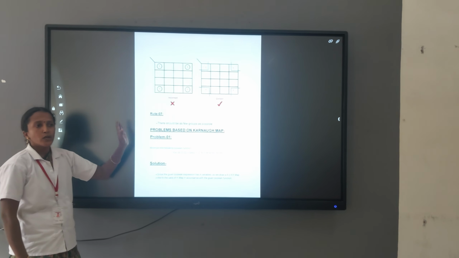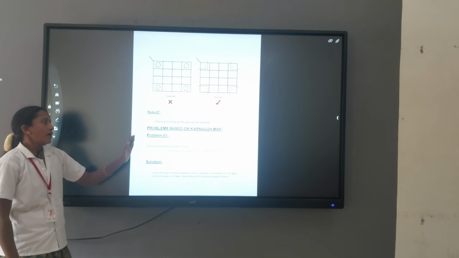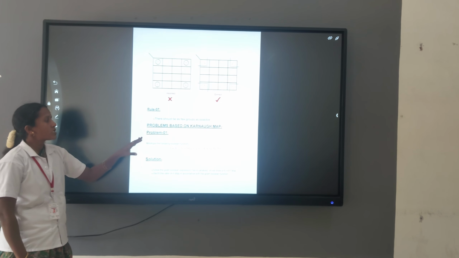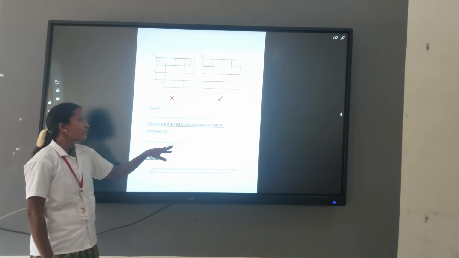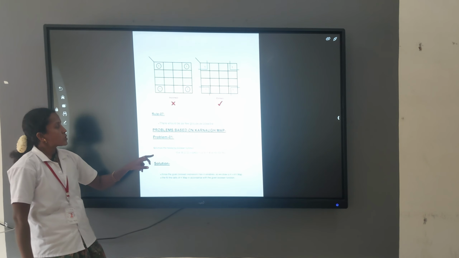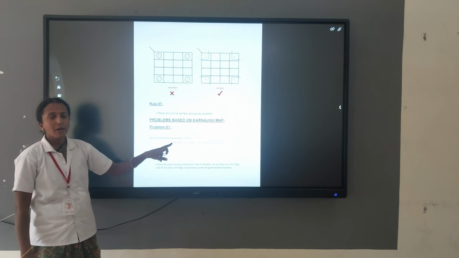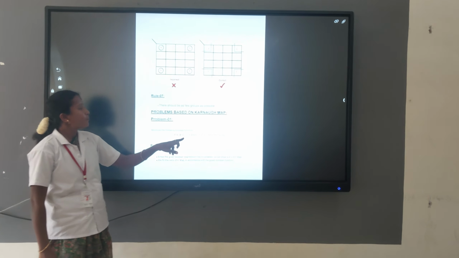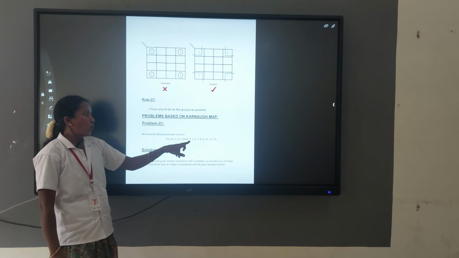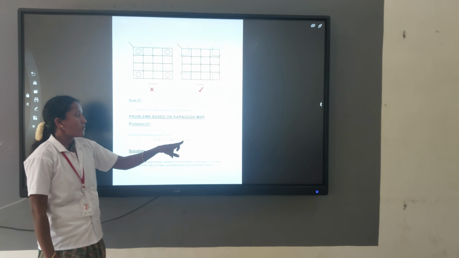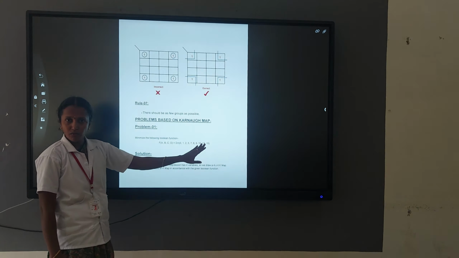So based upon this grouping and these rules, we can solve some problems. So this is the first example. Minimize the following Boolean function. So this is the example: f of a, b, c, d is equal to summation m of 0, 1, 2, 3, 5, 7, 8, 9, 10, 13 and 15.